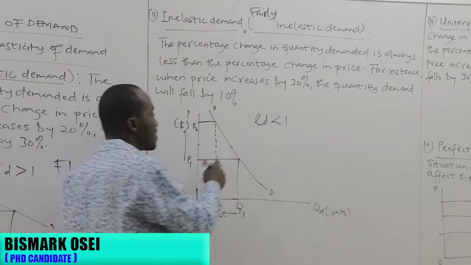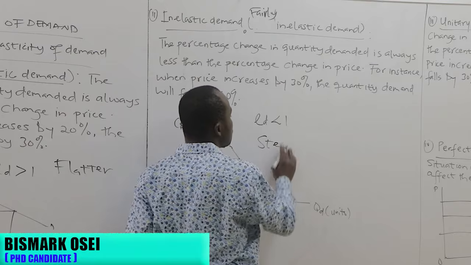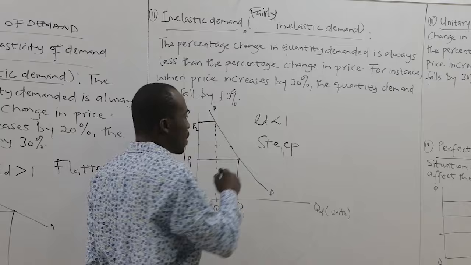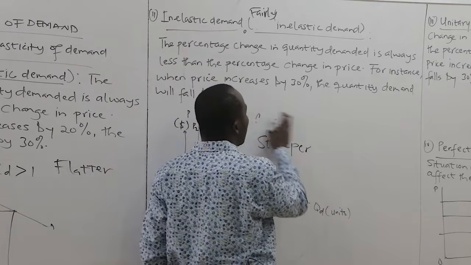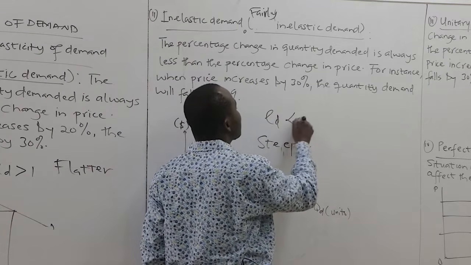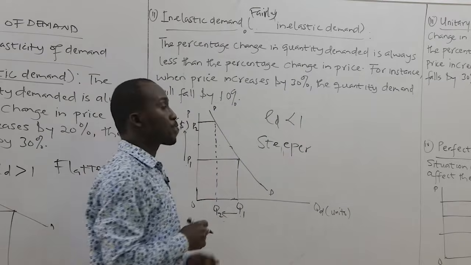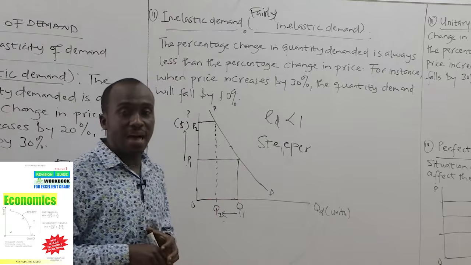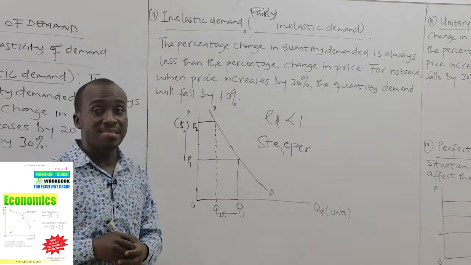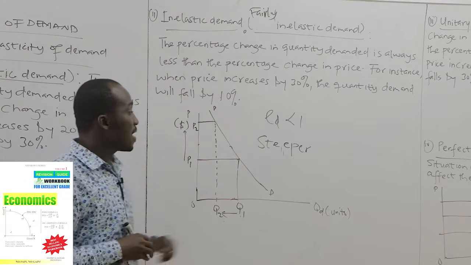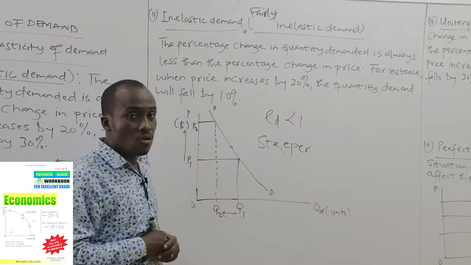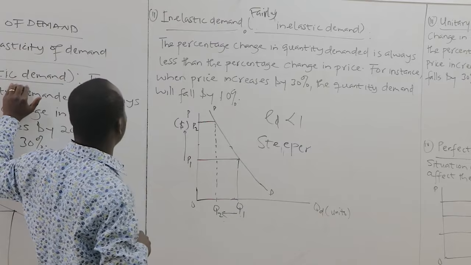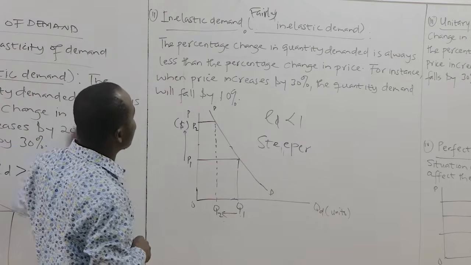And the demand curve here is more steep. In the case of elastic, it was flatter, but here it looks quite steeper. And the elasticity of demand is less than 1. So when a commodity has inelastic demand or fairly inelastic demand, its elasticity is less than 1. So you have seen that for inelastic demand.